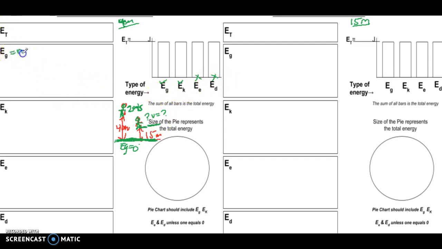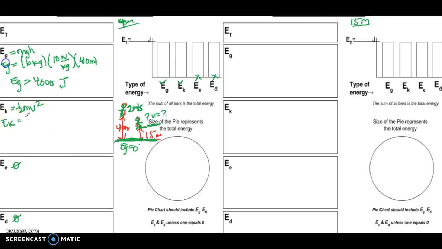So I'm going to go ahead and solve out for these. EG equals MGH, and the EK is going to be 1/2 MV squared. There's no EE, and there's no ED. Now I just have to plug it in. His mass is 10 kilograms. G is always 10 newtons per kilogram. And he starts at 40 meters above the ground. So that's going to be 100 times 40, which is going to be 4,000 joules, right?